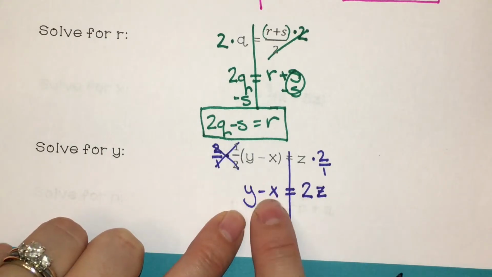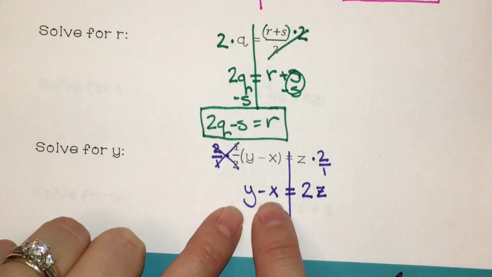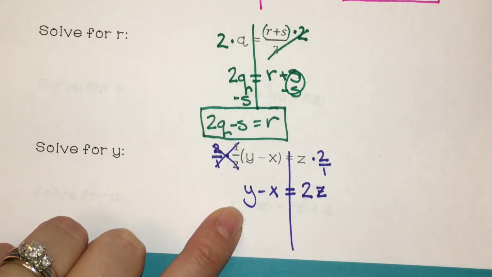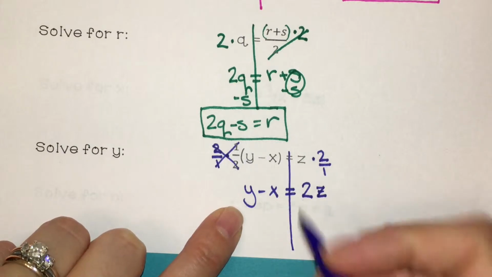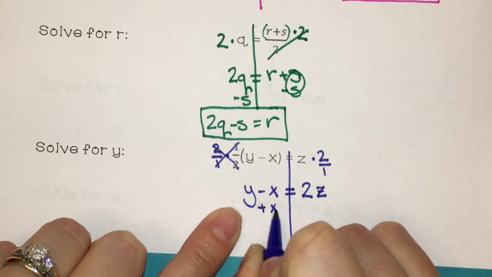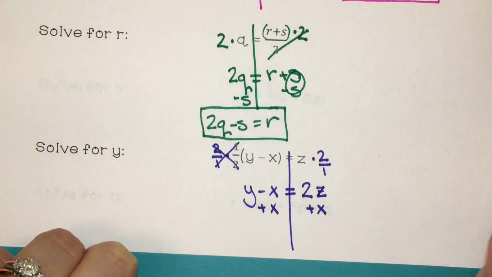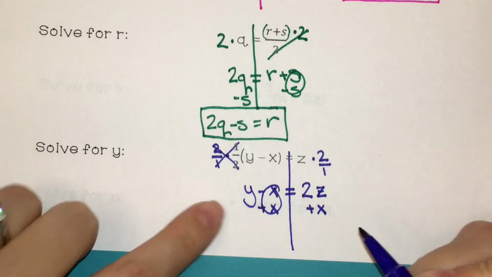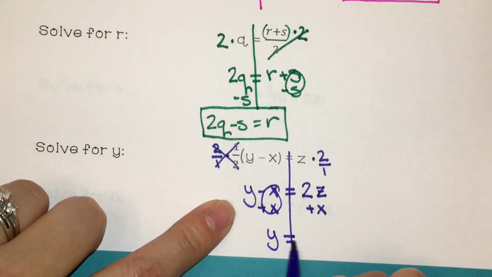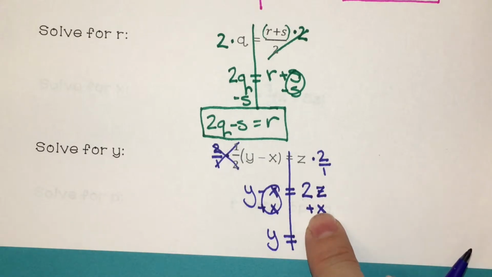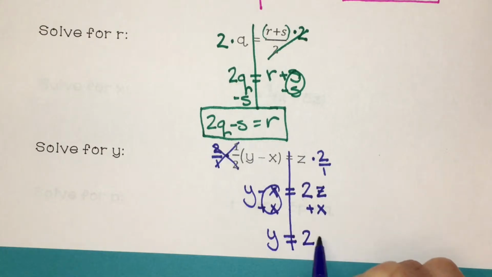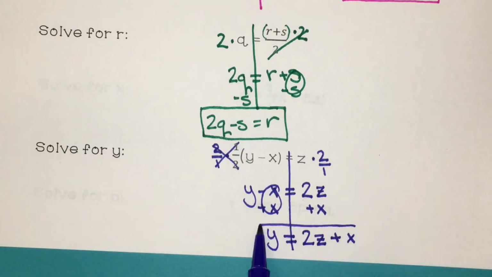We almost have y by itself, but we have this minus x on the same side as y. Because it's minus, the opposite operation is plus. So we're going to add x to both sides of this equal sign. X minus x is 0, so I'm left with y is equal to, I have 2z plus x. They're not like terms, so I can't combine them. So I'm just going to leave it as 2z plus x. And that is my answer.